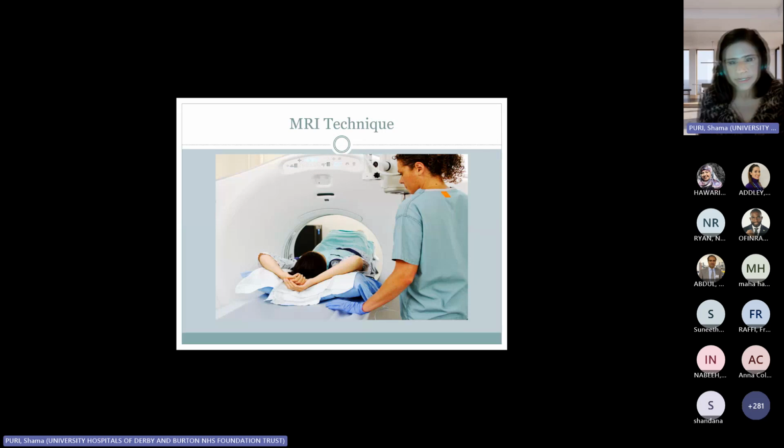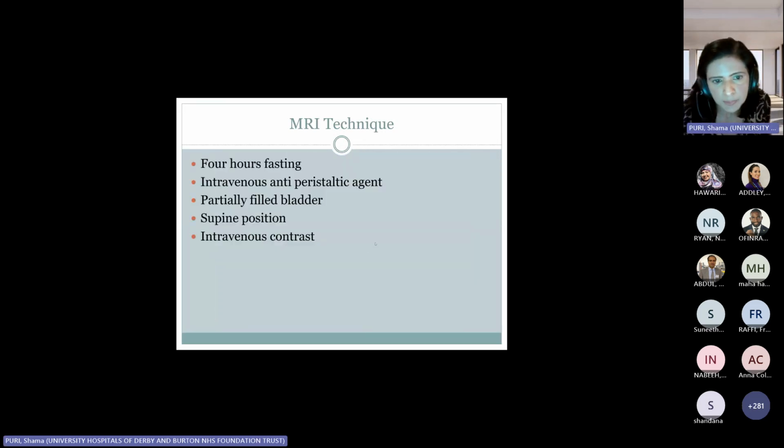So talking about the technique of MRI, ideally, patients should be fasting for 4 hours as it reduces the peristalsis.